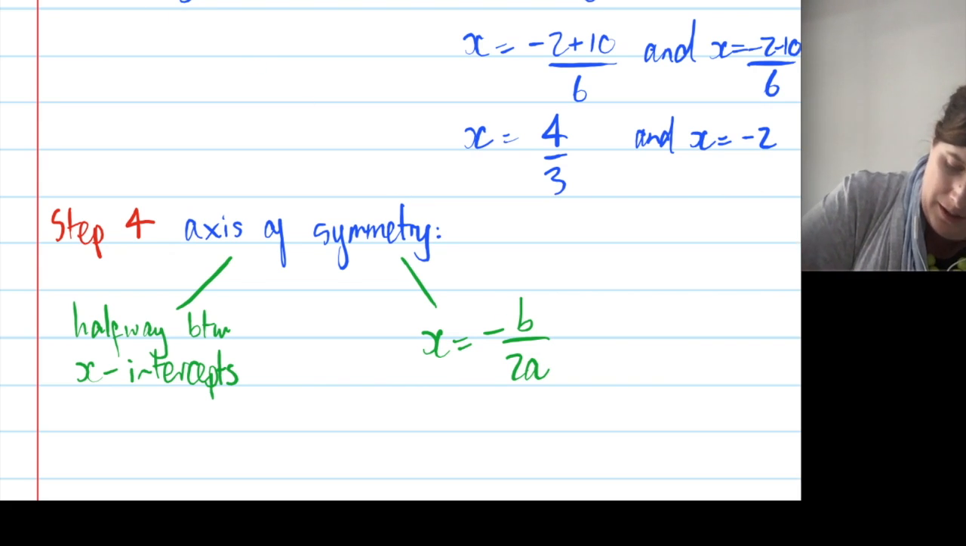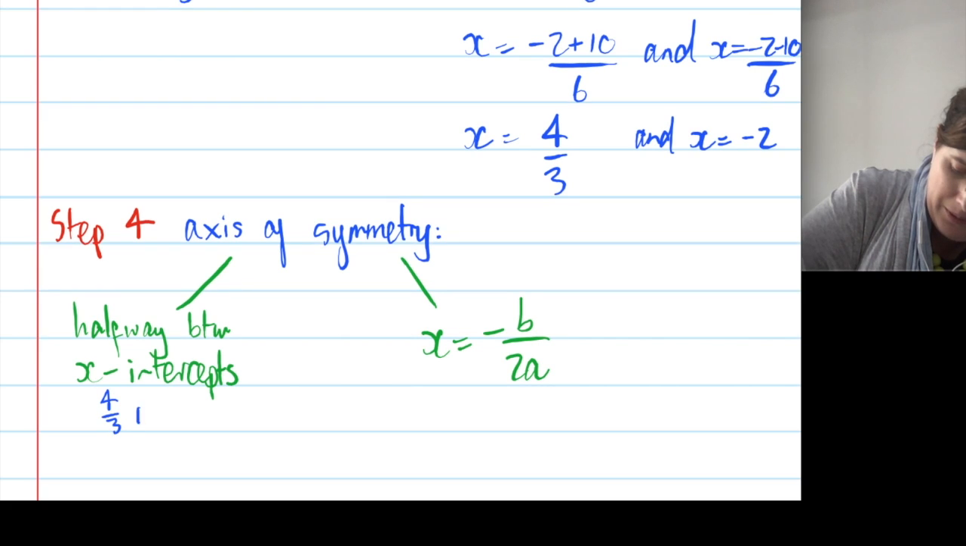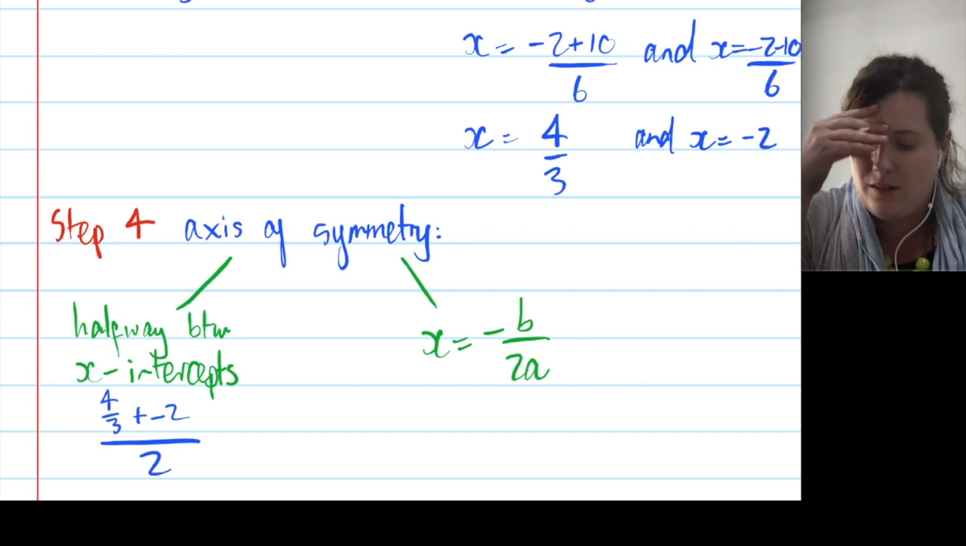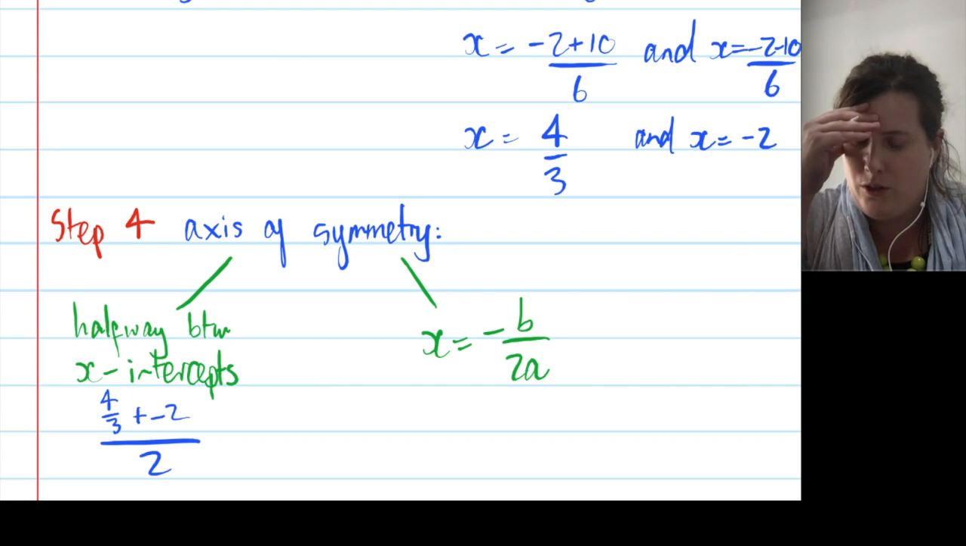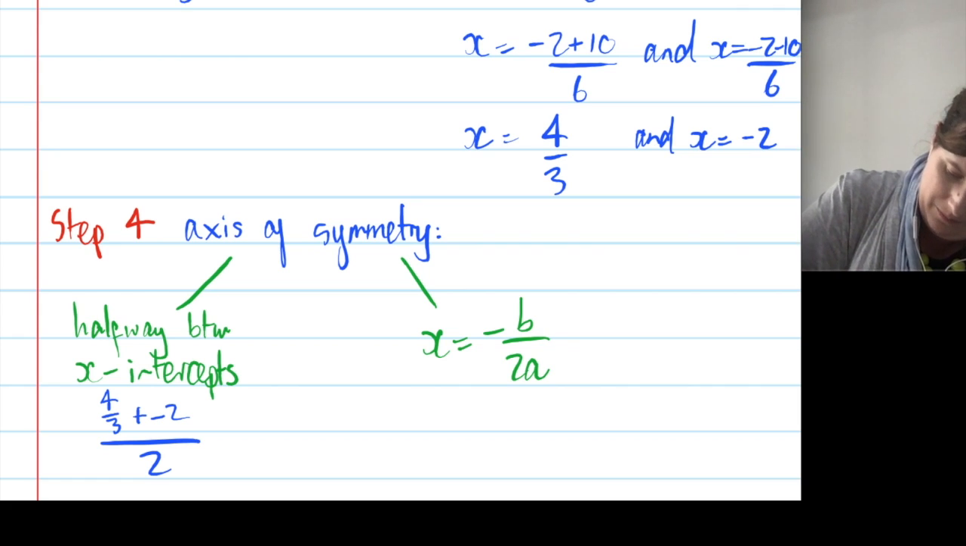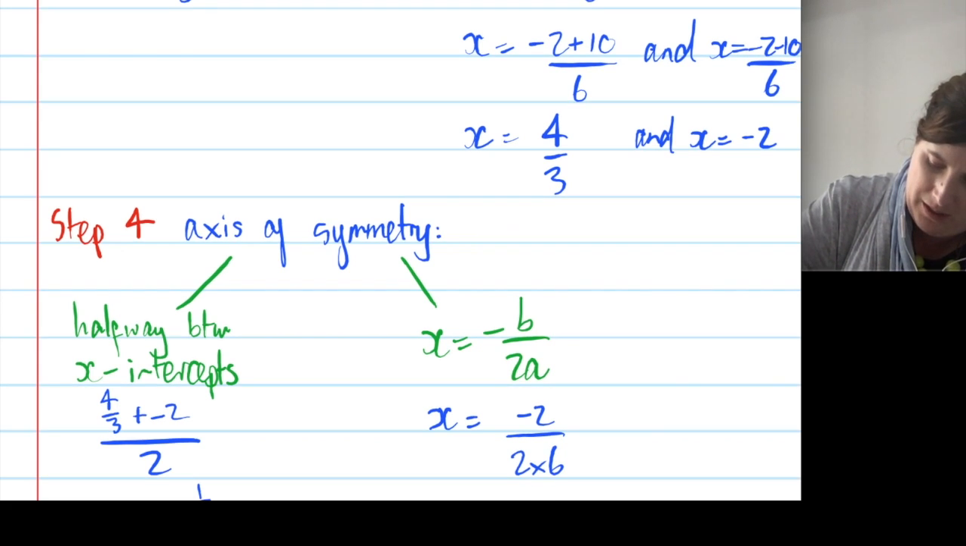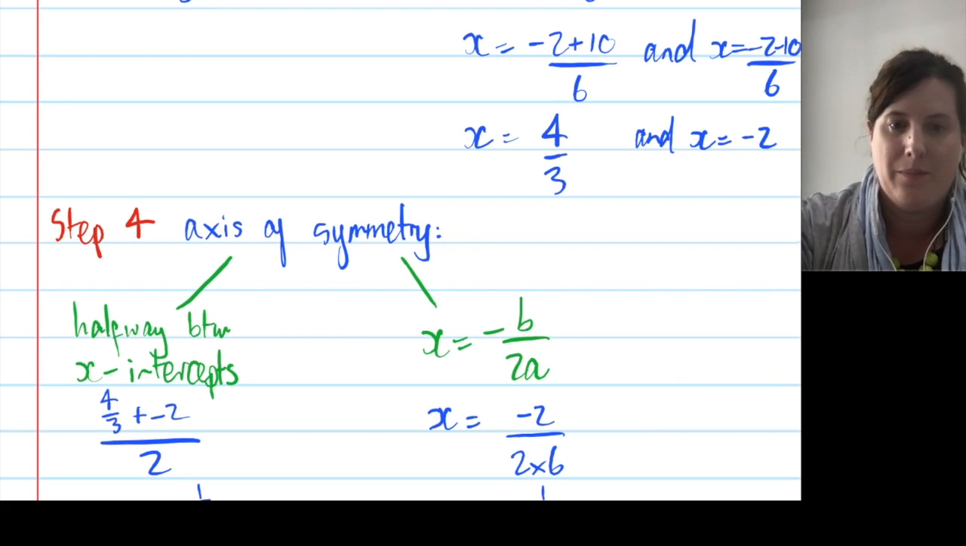Halfway between the x-intercepts, so we've got 4 on 3 plus -2, halfway between it, divide by 2. 4/3 take 2 is 4/3 take 6/3, so -2/3 divided by 2. So times 1 on 2, -1/3. And x equals minus b on 2a. Well, minus b was -2, 2a is 2 times 6... so x equals -1/3. So I actually think that way is quicker.